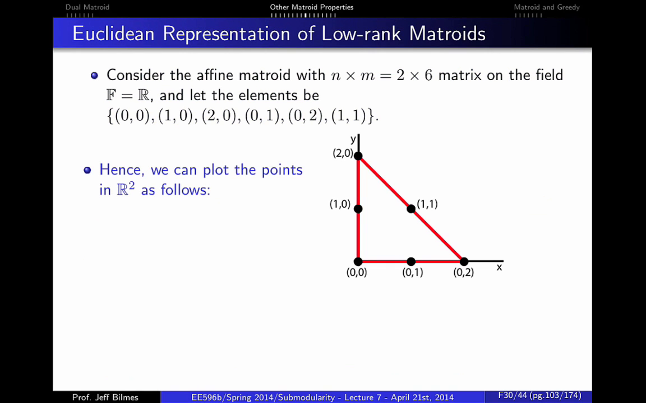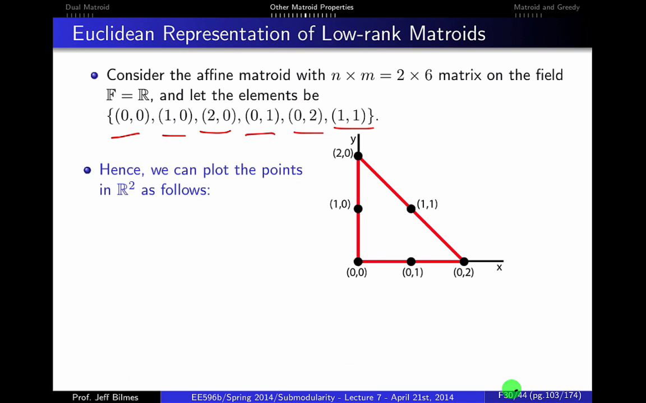So for example, here's a matroid defined on the field of reals. And we're going to let the elements of the matroid be the set of points in R2. Okay, so each point is a ground element. So in this particular case, we have 6 ground elements. We've got (0, 0), which is this guy, (1, 0), which is this guy, and so on and so forth. Don't need to write them all out.